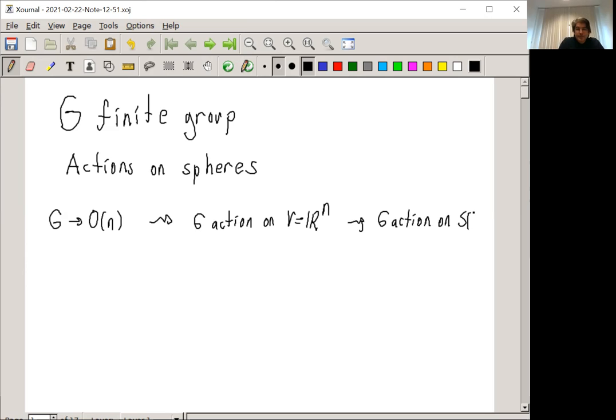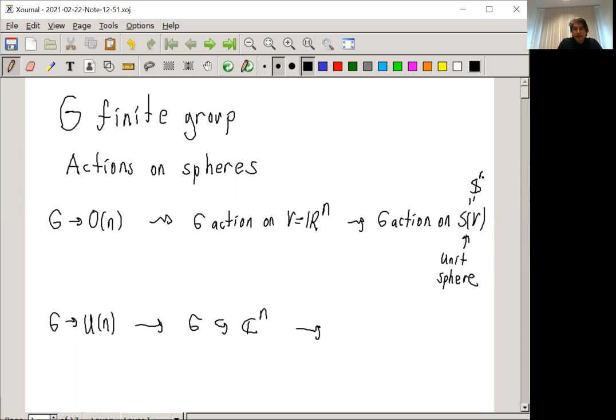So V is the n-dimensional Euclidean space. So this is the unit sphere in R^n. Okay, well, similarly, if we have a group homomorphism from G to U(n), then this induces a G action on C^n. Oh, by the way, this is an n-1 dimensional sphere. Now, if you have a group homomorphism to U(n), then you get an action on the n-dimensional complex vector space.